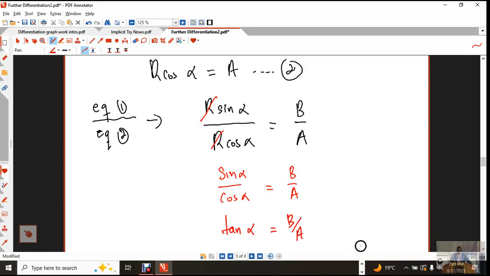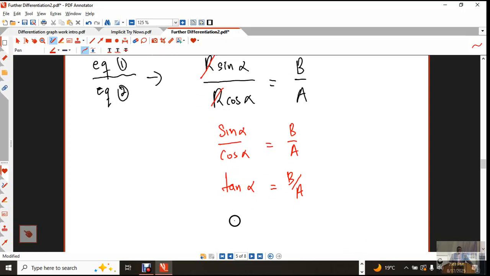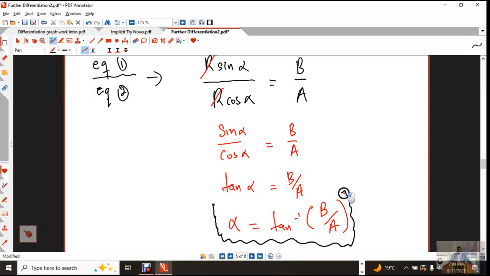Okay, and then obviously, for you to find alpha, you will be saying that this implies that alpha will be the arctan of b over a, or the inverse. And this is something that you will probably come across in a formula sheet in the exams.